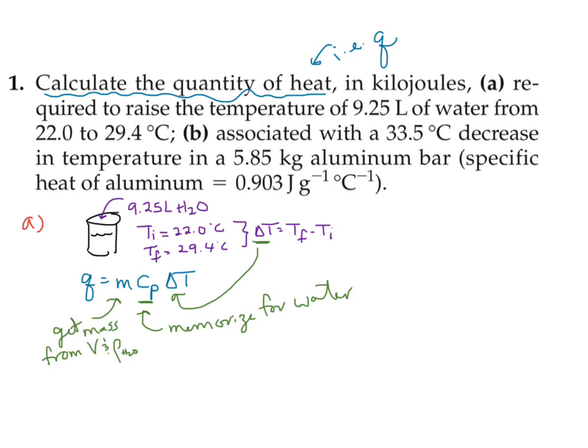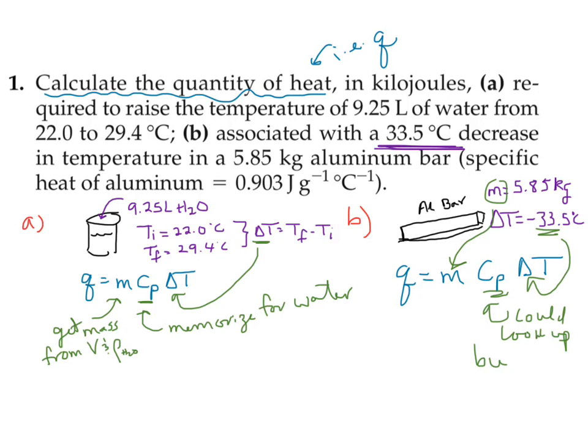What is the quantity of heat in kilojoules, excuse me, not released, but required to raise the temperature of water; they give the volume, 9.25 liters. In this case, you're going to get the mass from the volume and the density of water. That's the only catch there. And then part B is a different problem. It's aluminum instead of water. They give you the mass of aluminum and the specific heat of aluminum. Again, you're solving for Q as this thing cools down. In this case, they don't give you the initial and final temperature; they give you delta T. The specific heat is given in the problem.